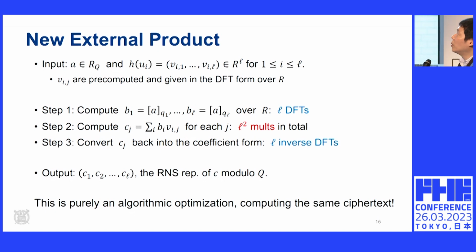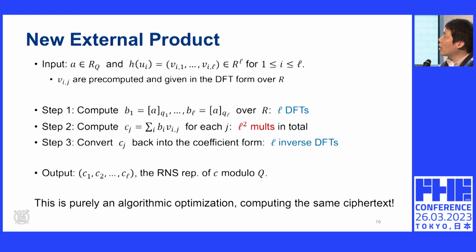Okay, so here's a summary of the new external product. We have input A and a pre-computed decomposition of U_i. We also pre-compute this DFT form of V_{i,j} over this ring of integers to minimize the complexity. In this algorithm, we first compute this gadget decomposition, but now over R. So now it takes only L DFTs over R. And then this computation has the same complexity, L squared multiplications with unit complexity B over N.